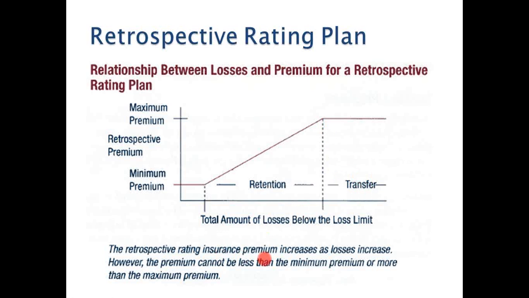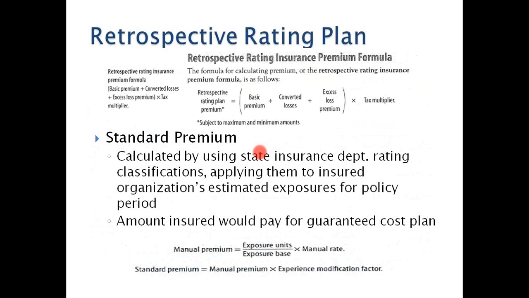So the retrospective rating insurance premium increases as losses increase. However, the premium cannot be less than the minimum premium or more than the maximum premium. So it gives me some confidence as I'm moving forward, I know a range that I can sleep at night, that I'm not going to have losses above this. At this point, it's the insurance company that's taking the gamble. But I know if I don't have losses, I'm going to benefit immediately from that by only paying this minimum amount by having good risk control. So that's the reason why you'd want to do a retrospective plan.